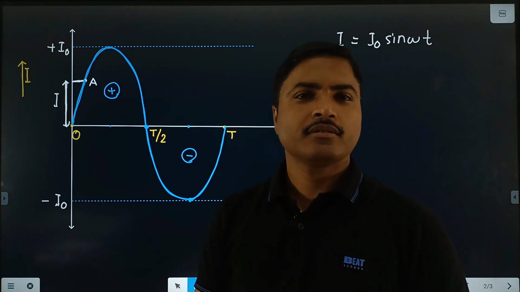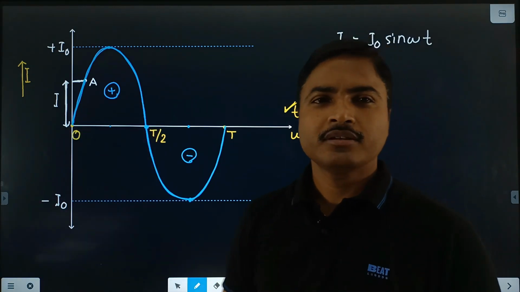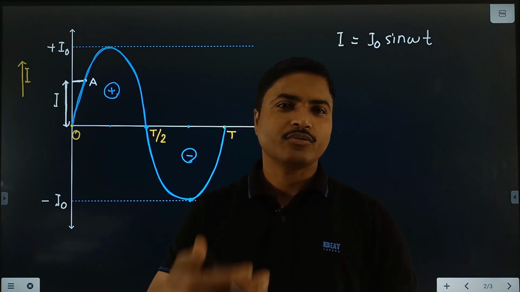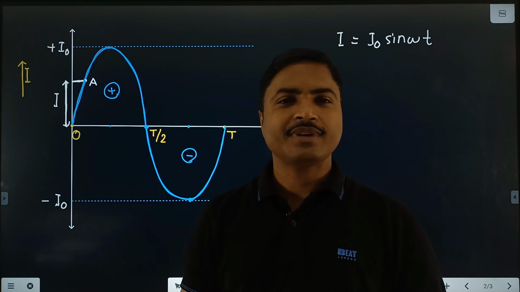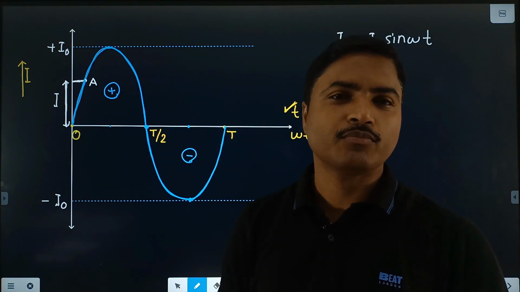Clear? And in the next class we will discuss the same thing. We will calculate average value or mean value for half cycle, not for full cycle.